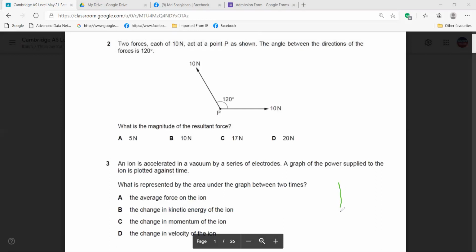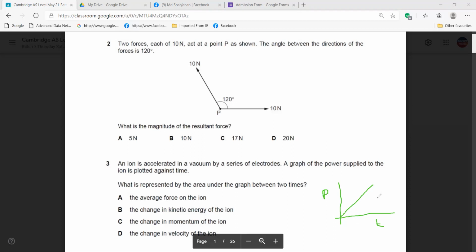A graph like this. Yes, sir. Here we are having power supplied to the ion plotted against time. So PT graph, this one, power against time, right? So if you are taking area under this graph, they are saying ion is accelerated.